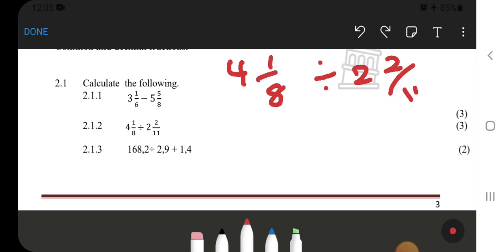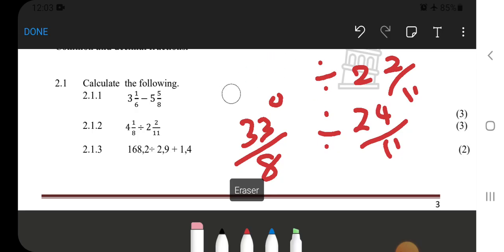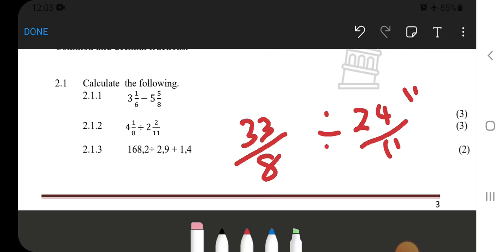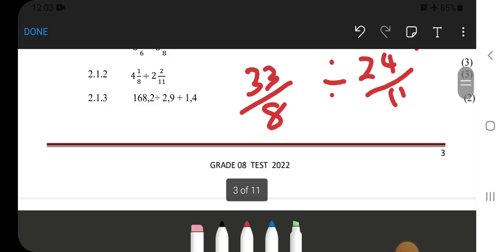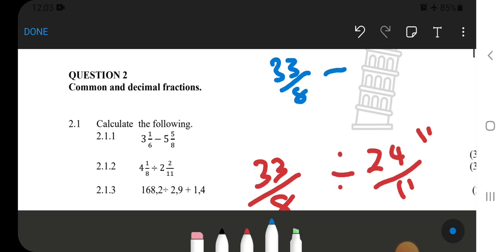When you put them into the calculator, you're going to get 33 over 8 divided by 24 over 11. That's what you are going to get when you put these ones into the calculator. And then, let's write it up here: 33 over 8 divided by 24 over 11.